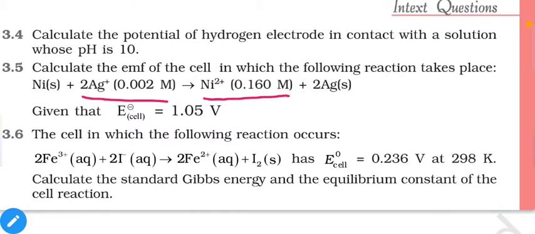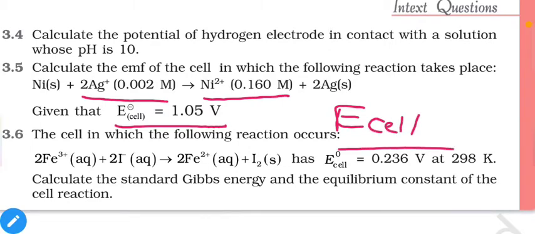Now the number of electrons transferred during the reaction is equal to 2. The standard cell potential is already mentioned. Now you have to find the cell potential, the non-standard cell potential. That means you have to use the Nernst equation and place the value of concentration, but keep in mind the number of moles of silver is 2. So you have to use the concentration of silver raised to 2.